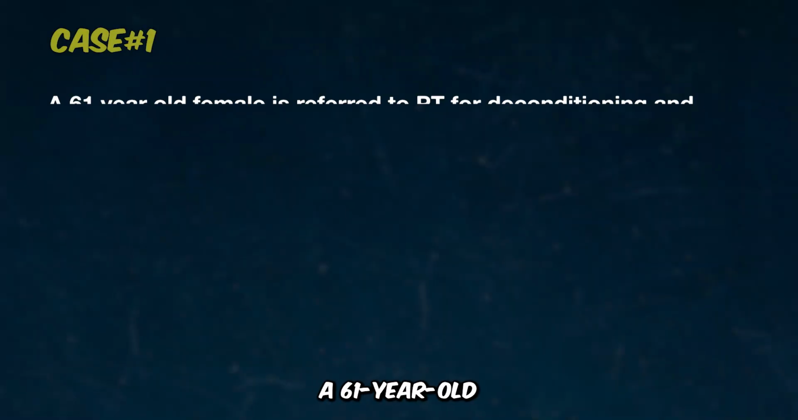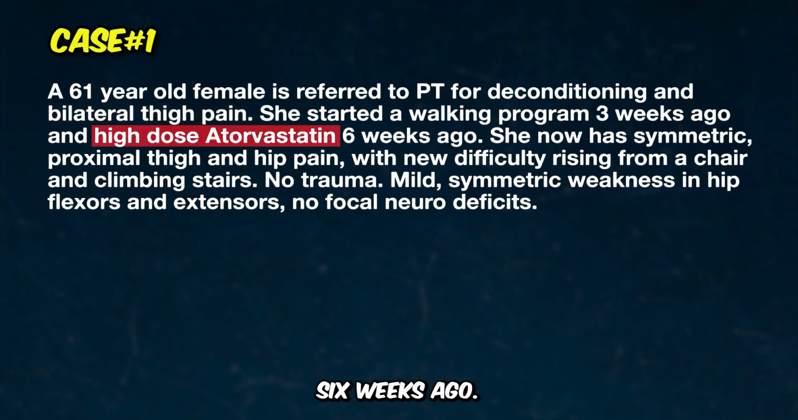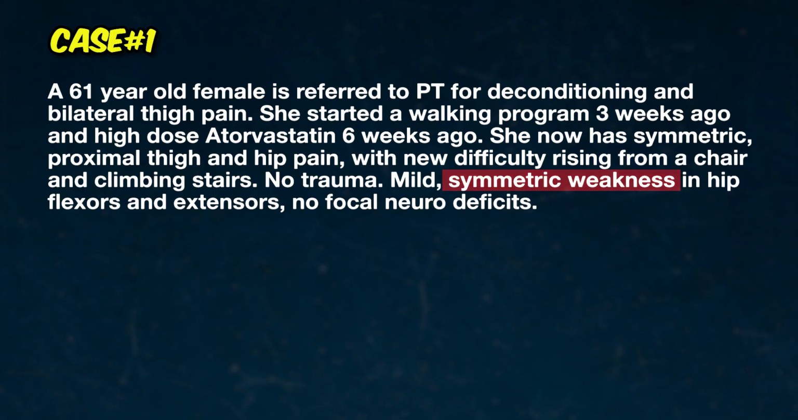Let's begin. A 61-year-old female is referred to PT for deconditioning and bilateral thigh pain. She started a walking program 3 weeks ago and high-dose Atorvastatin 6 weeks ago. She now has symmetric proximal thigh and hip pain with new difficulty rising from a chair and climbing stairs. No trauma. Mild symmetric weakness in hip flexors and extensors, no focal neurodeficits. What is your next step?